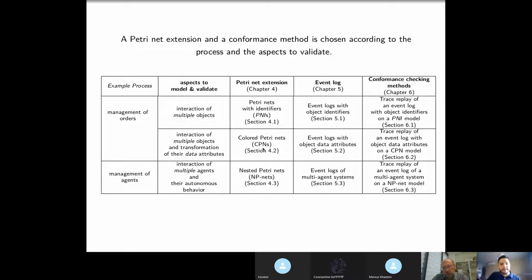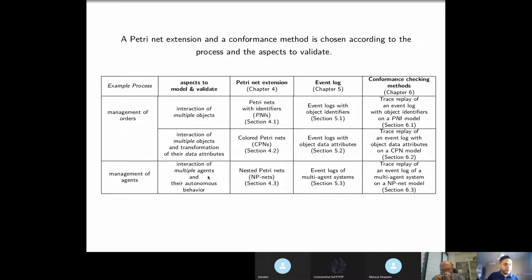Then with colored Petri-nets, we extend this idea. It's not only their interaction in terms of control flow, but also the data that they have associated. So, did all the attributes of an order change after the execution of an activity as the model requires? This is the second part.